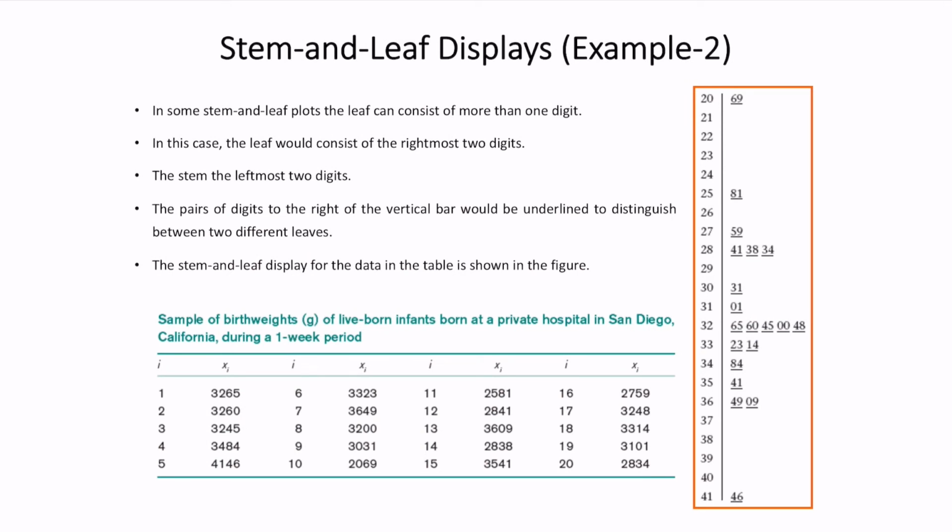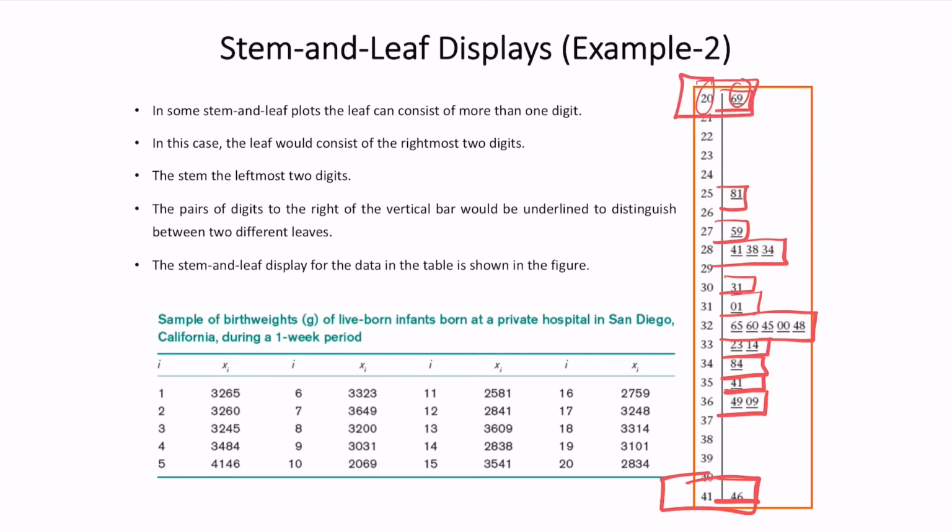For example, in this data of live-born infants, here we are taking the thousands place until the hundreds place, and we are only writing the last two digits in the second place. Notice that this also represents the same case. The difference between a stem leaf display and a histogram is that stem leaf displays are generally discontinuous if there are extreme values. One good thing about stem leaf displays is that they can actually denote extreme values in the data.